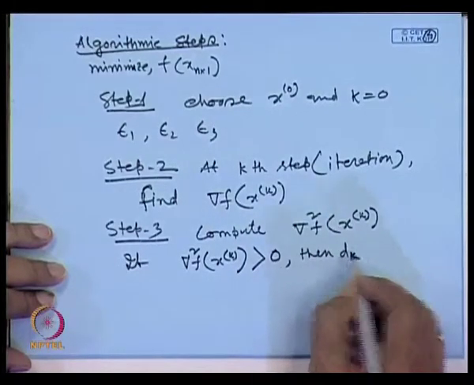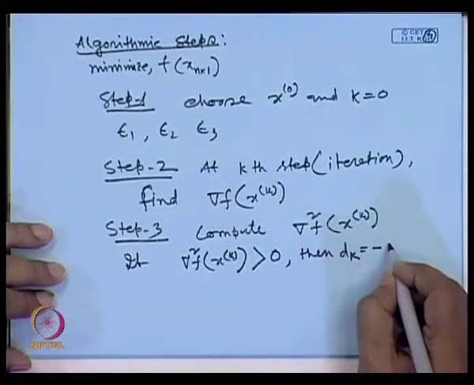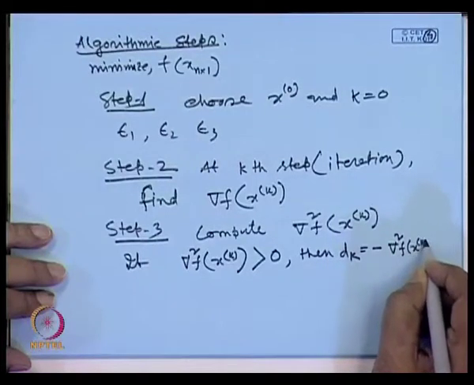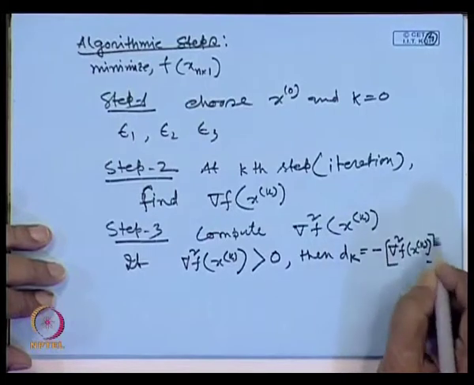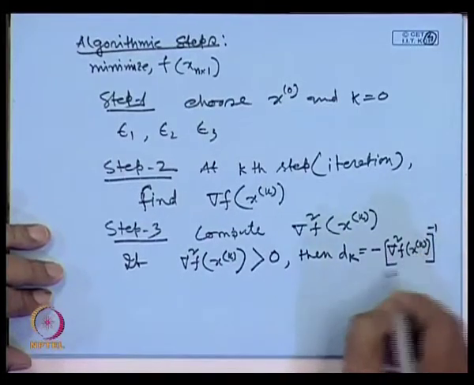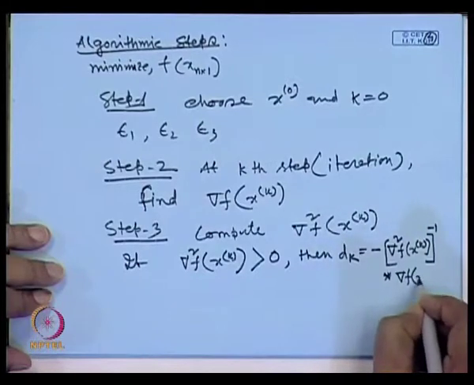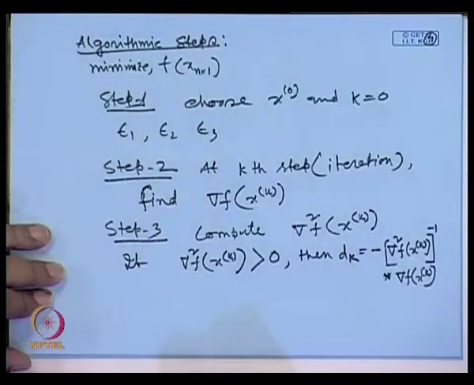Then you update dk, the descent direction, which will be minus the Hessian matrix of the function inverse multiplied by the gradient of this function at x superscript k. So, this dk you find out.